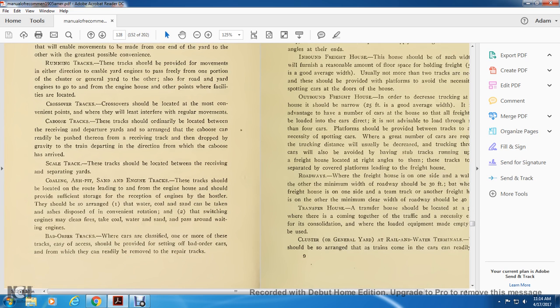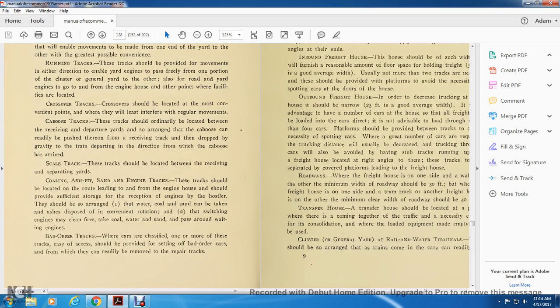Your scale track. The track should be located between the receiving and separating yards. Coal, ash pit, sand, and engine tracks: the track should be located with the routing of the leading to the engine house. They should be provided with sufficient storage reception for engines by hoister. They should be arranged with the one with the water and coal and sand to be taken in and ash deposit with a convenient rotation. The switching of the engines may clean fire, take coal, water, and sand, not pass around the weighing of the engines.